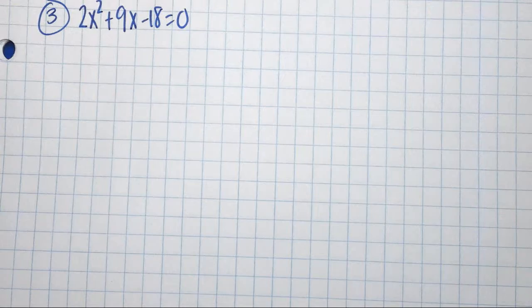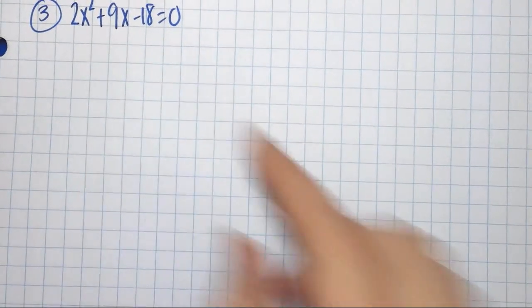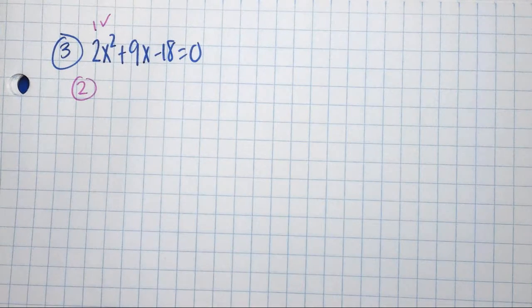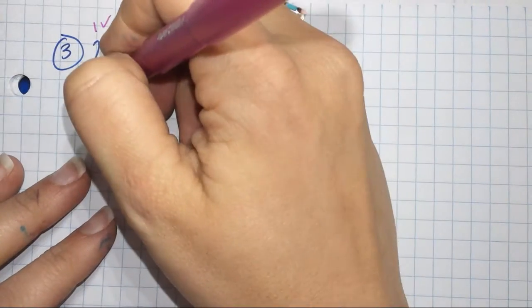All right. Now, is this one already in the form we need it in? Yes. So we've done step 1. Check. Step 2 is what? The star method.